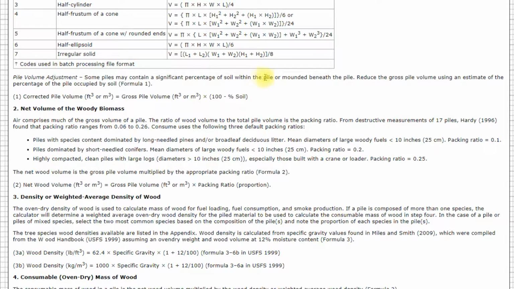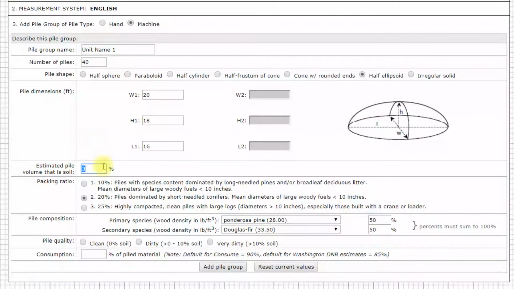So in this case, pile volume adjustment. Some piles may contain significant percentage of soil within the pile or matter beneath it. What this does is it reduces the gross pile volume by using the estimate of the percentage pile occupied. And then when you get to the next question, it takes that gross volume and it combines it with your packing ratio, which you just select down here. They just give you three options: 10%, 20%, or 25%.